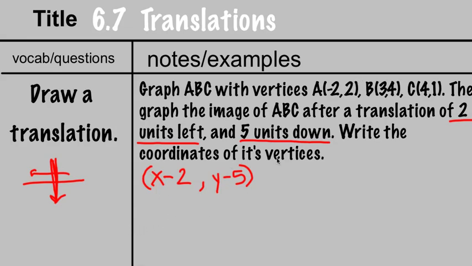Then you would just plug in all of these values, and hopefully you found that a prime would equal negative 4, negative 3, and again you just took these and plugged them in. That b prime would equal 1, negative 1, and that c prime would equal 2, negative 4.